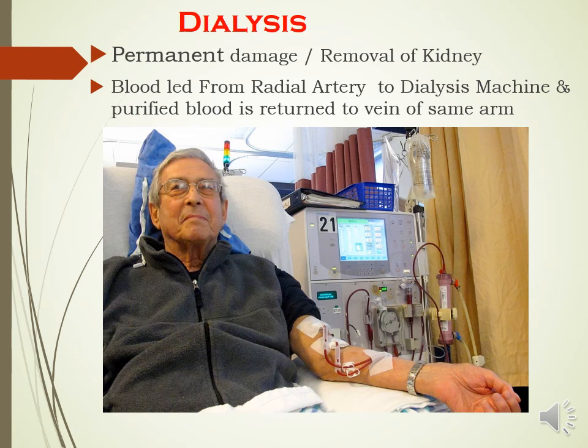Now, can you please name the artery which supplies blood to the kidney? Yes, it is the renal artery. But we will not remove the blood from the renal artery during dialysis. During dialysis, we take out the blood from the radial artery, I'm very sorry, and supply that blood to the dialysis machine. The machine will purify the blood, and we will return that blood to a vein of the same arm.